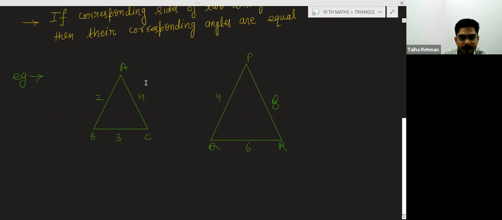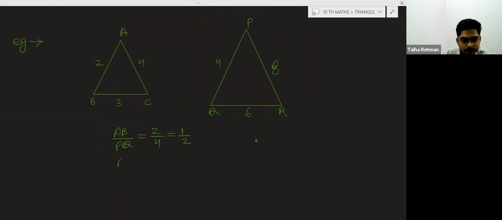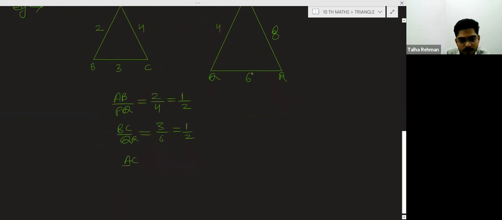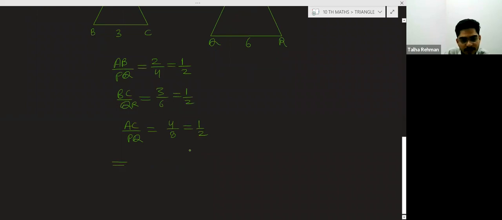So now take the ratio of the corresponding sides. This is AB by PQ. So AB by PQ, what will you get? 2 by 4. It is equal to 1 by 2. BC by QR is equal to 3 by 6. This will be again 1 by 2. AC by PR is 4 by 8. This is again 1 by 2. So now see, AB by PQ is equal to BC by QR is equal to AC by PR, and that is equal to half.